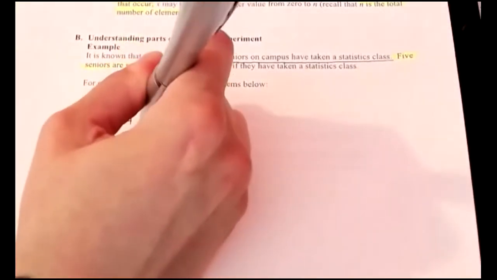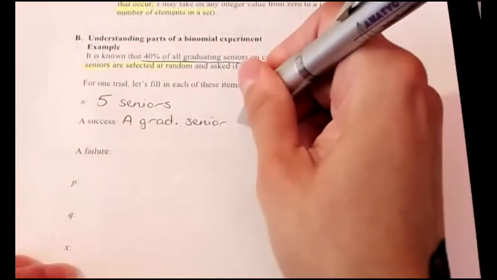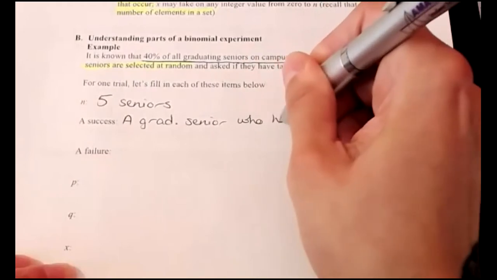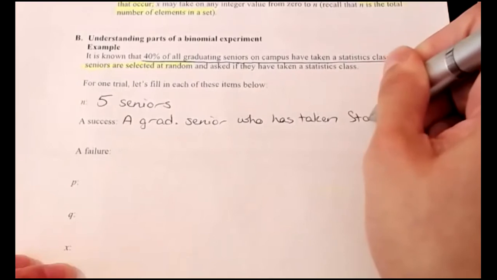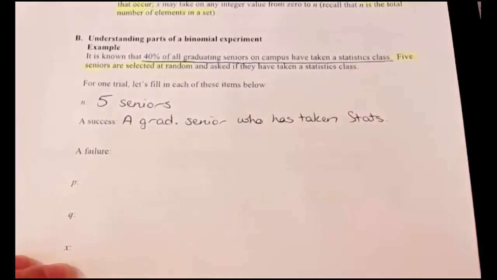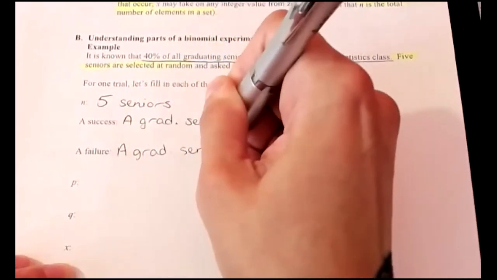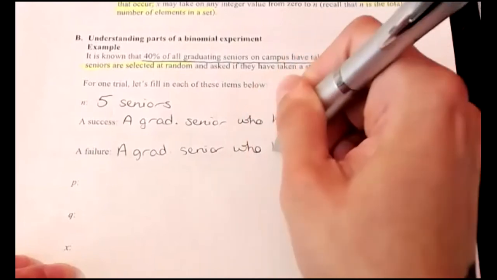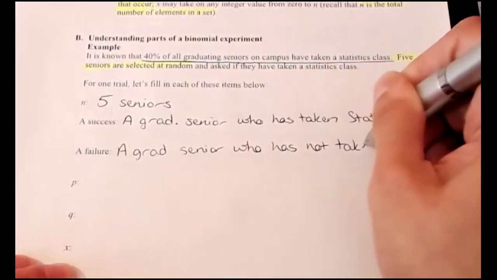A success is a graduating senior, I'm just going to abbreviate, a graduating senior who has taken stats. A failure is the opposite. So a failure is a graduating senior who has not taken stats.